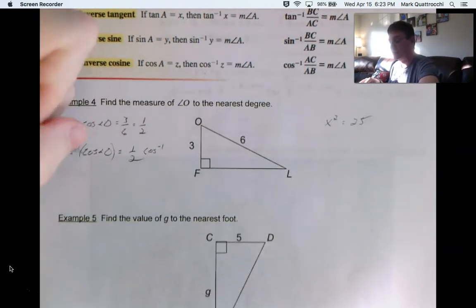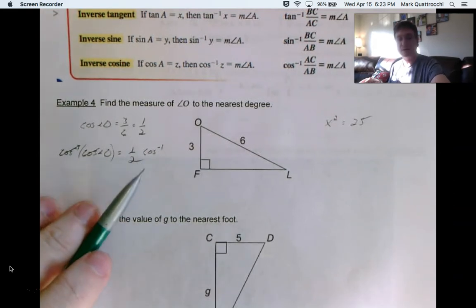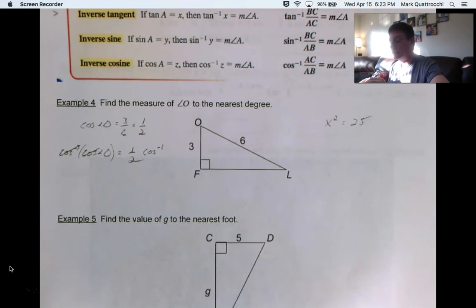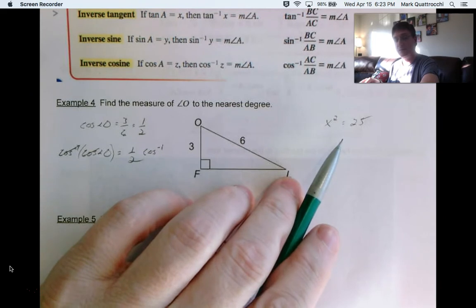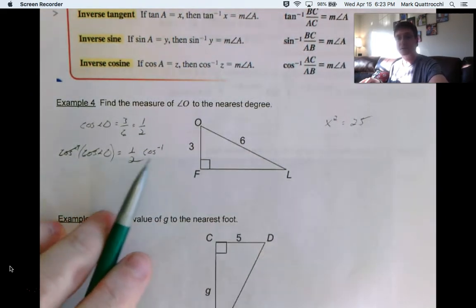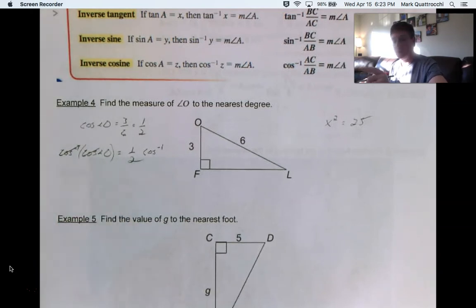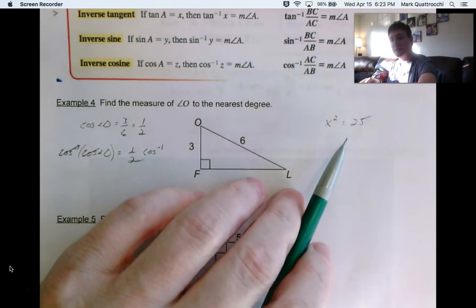This is incorrect. This is fine. Cosine and inverse cosine cancel each other. This doesn't make any sense, and let me show you why. I'm going to illustrate why. I'm going to make the exact same mistake over here, and it's going to be painfully obvious to you that this is a mistake here, when this probably doesn't look like a mistake because you're not familiar with what cosine means. You're learning.